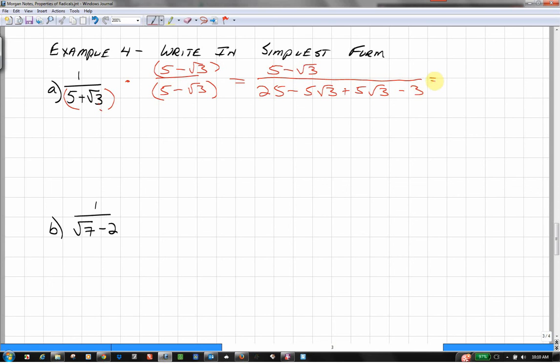So in this case, the minus 5 times the square root of 3 plus 5 times the square root of 3 go away. And all I'm going to have in the denominator is 25 minus 3. That's 22. And my numerator will be 5 minus the square root of 3. And that's as simple as that's going to get. So that was similar to what we've used before quite a bit.